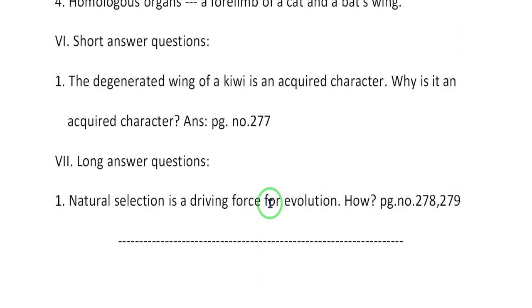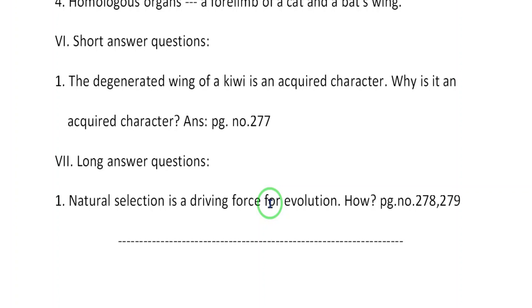The principles of Darwinism tell that natural selection is a driving force for evolution. After that, start from the heading principles of Darwinism, then overproduction, struggle for existence; all the paragraphs have to be marked. Then third paragraph, variations. Fourth paragraph, survival of the fittest or natural selection. Fifth point, origin of species. Till that, you have to mark that answer.